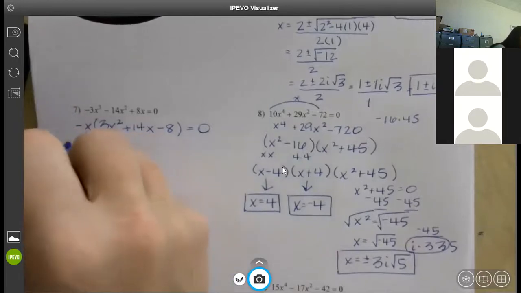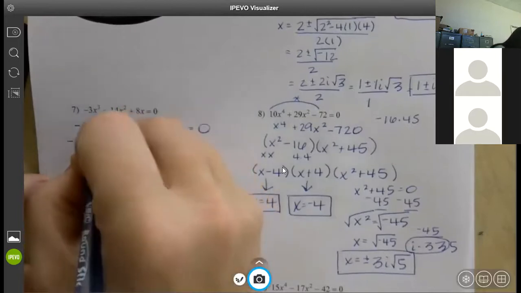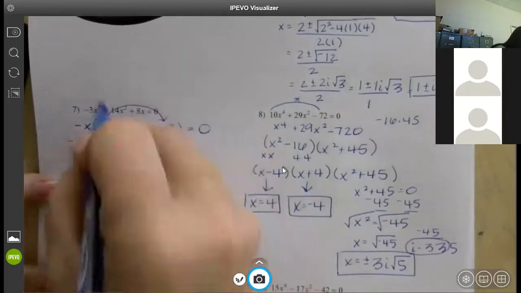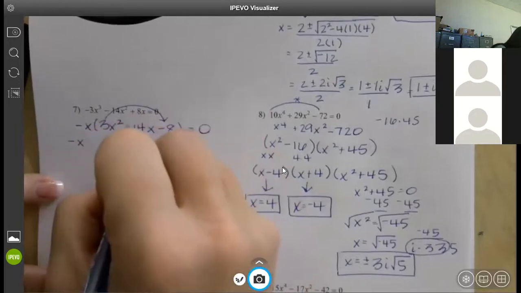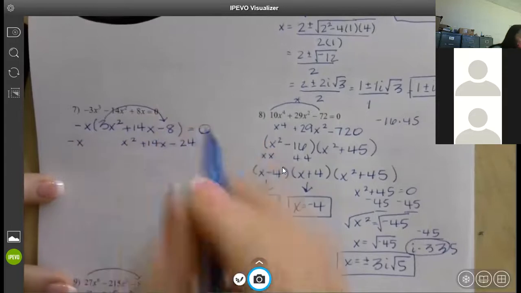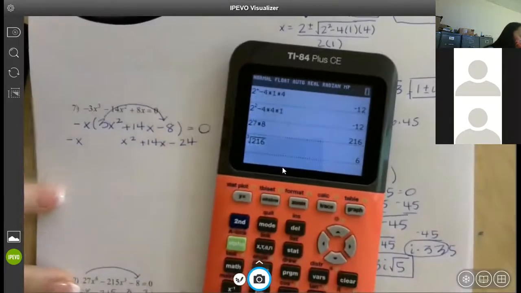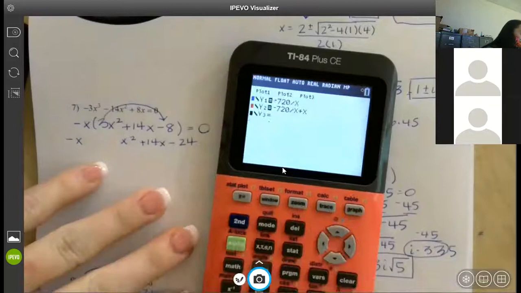When we factor, keep bringing down that negative x. Don't forget it. That'll get you points off if you're not careful. This is going to be a slide and divide. So we get x squared plus 14x minus 24. I need factors of negative 24.